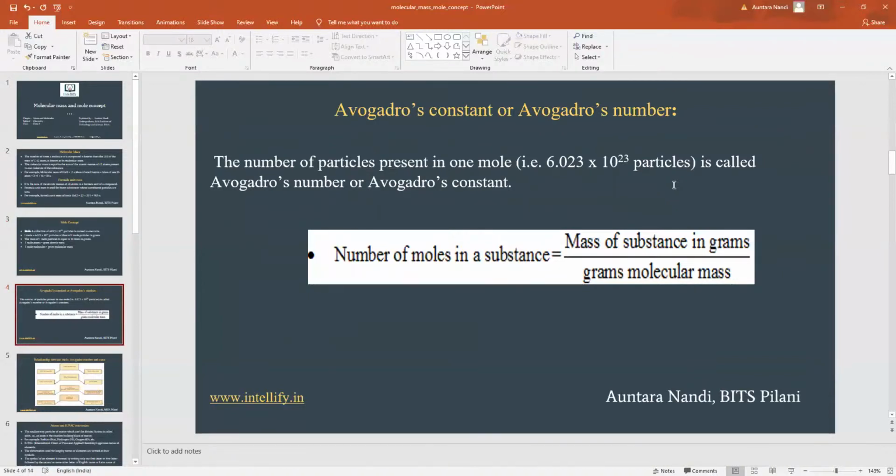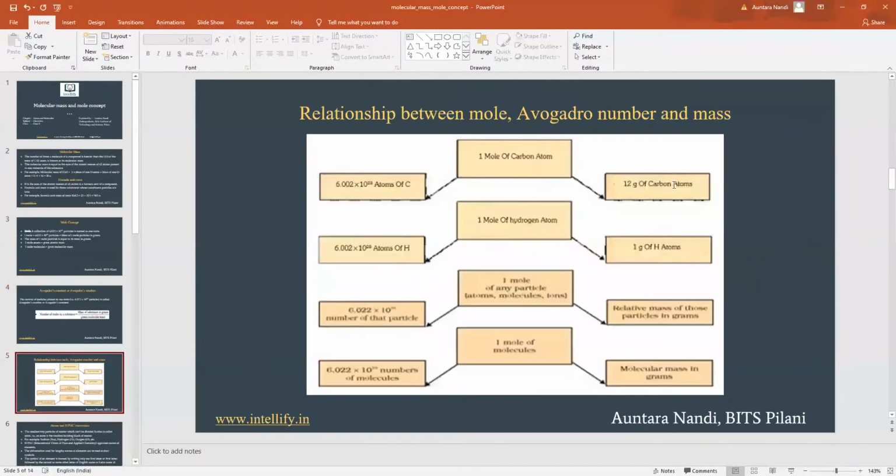Avogadro's constant or Avogadro's number. The number of particles present in 1 mole, that is 6.023 into 10 raised to power 23 particles, is called Avogadro's number or Avogadro's constant. Here is a flow chart describing the relationship between mole and Avogadro number and the mass. So here we can say 1 mole of carbon atom is equal to 6.023 into 10 raised to power 23 atoms of carbon or 12 grams of carbon atoms.